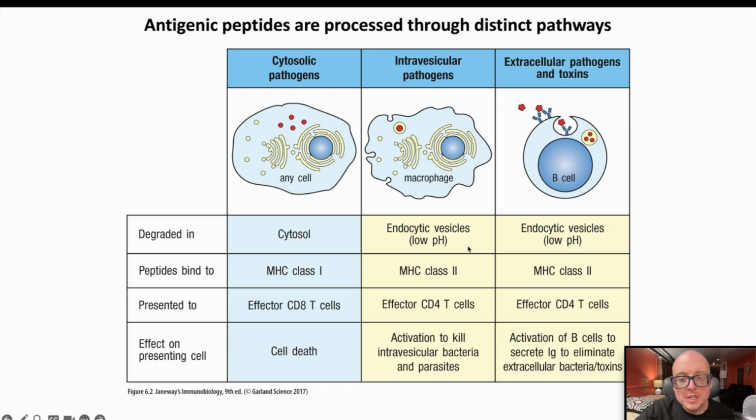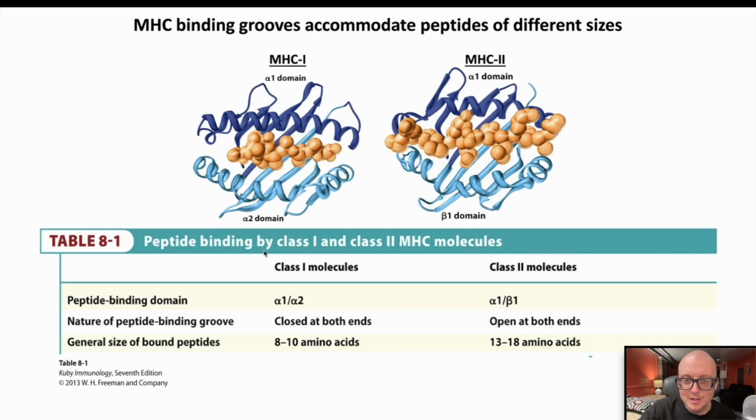So we're going to go through these each in this module, but we're going to focus in this first video on the processing of cytosolic or endogenous pathogens, which again are going to be presented to CD8 T cells. But as we think about differences in the way that we present antigen via MHC class 1 and MHC class 2, let's remind ourselves of the structure of both of these molecules.